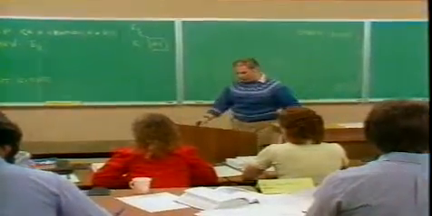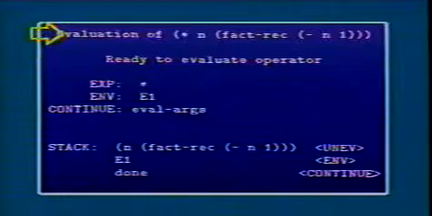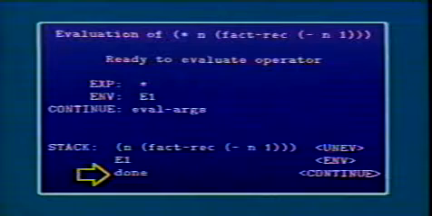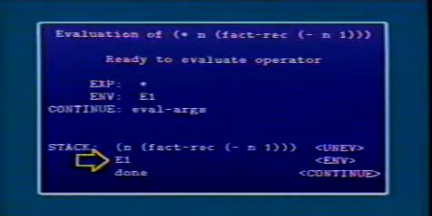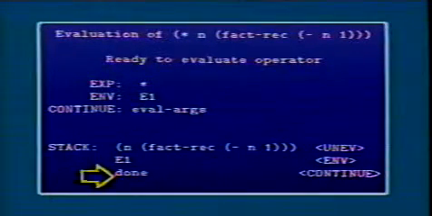First thing we're going to do is evaluate the operator. What happens when we evaluate an operator? Well, we arrange things so that the operator ends up in the expression register, the environment's in the env register, continue is someplace where we're going to go evaluate the arguments, and on the stack we've saved the original continue, which is where we wanted to be when we're all done, and then the things we'll need to evaluate the arguments, namely the environment and those unevaluated arguments. So there they are sitting on the stack, and we're about to go off to evaluate the operator.